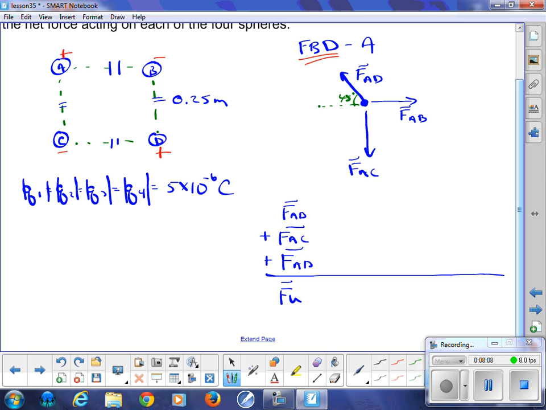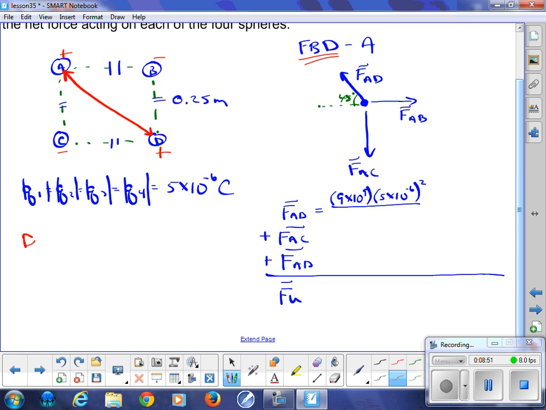So we're just going to convert each one of these into vectors. So for force AD, we need to know the force that's involved there. Well, it's at a 45, so it's going to be equal to K, so 9 times 10 to the 9th, Q1 and Q2. A and D are the same charge, so it's 5 times 10 to the negative 6 squared divided by, now I've got to find the distance from A to D.